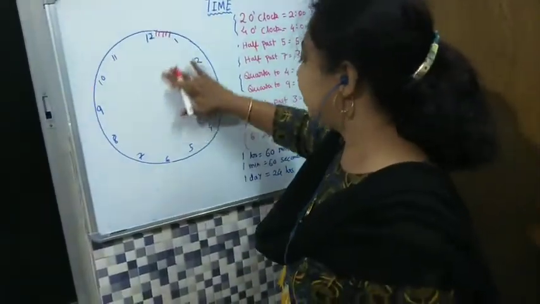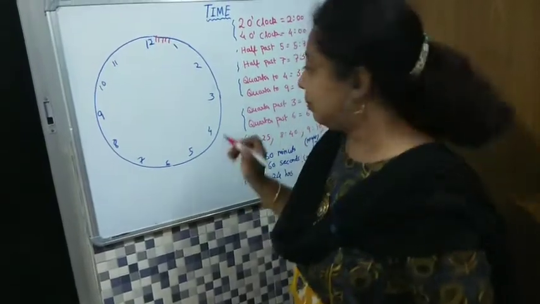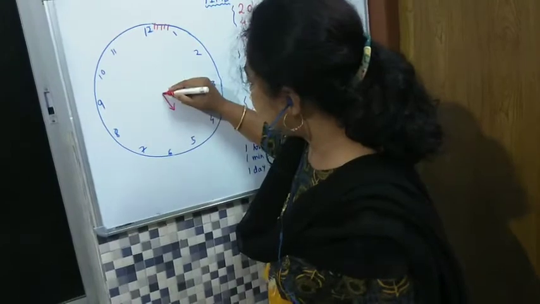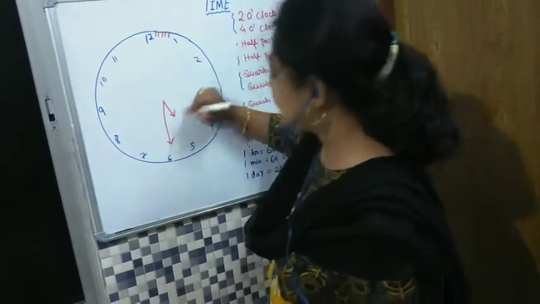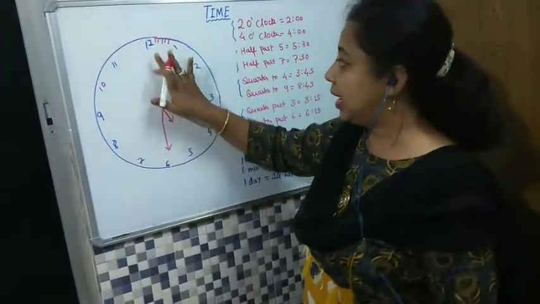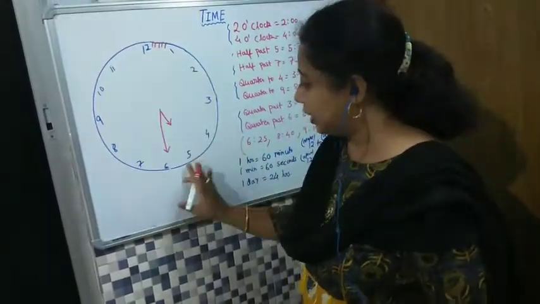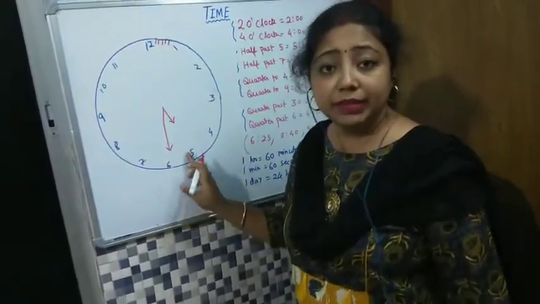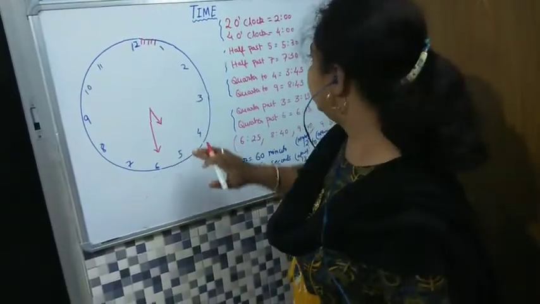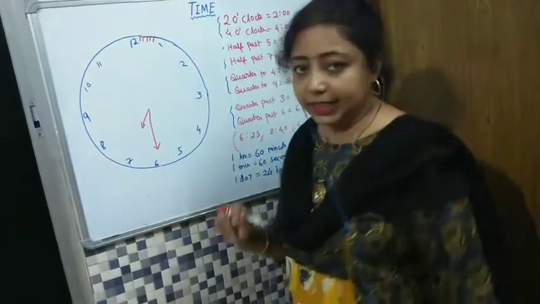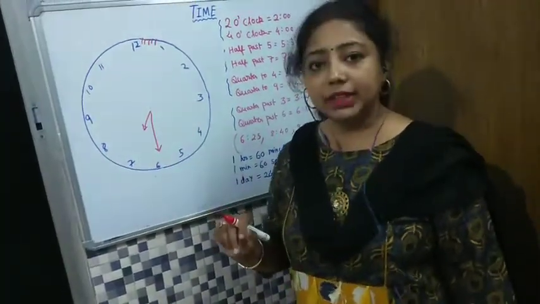Now comes the half past. Half past 5 means suppose the smaller hand is near 5 and the larger hand is near 6, that means it is half past 5. So, half an hour, half means 30 minutes, 30 minutes is over. So, we can say 5:30 or half past 5. Similarly, if it is near 7 and the bigger hand is near 6, that means half past 7 or 7:30.